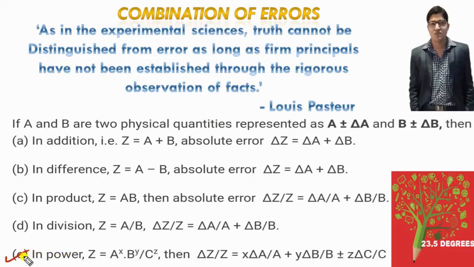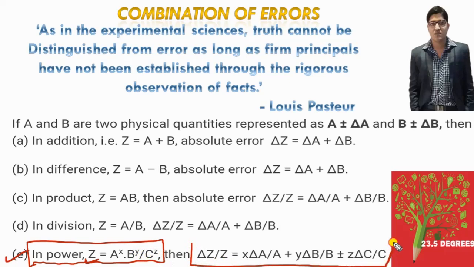The fifth rule helps us to understand how to deal with such type of expression where a physical quantity Z is a function of the product of two or more physical quantities each raised to some power. Z is equals to A raised to the power X multiplied by B raised to the power Y upon C raised to the power Z. A simple formula is relative error in Z, that is delta Z upon Z, is equals to X times the relative error in A, that is we are multiplying each physical quantity with its power. The relative error in each physical quantity with its power, X times the relative error in A plus Y times the relative error in B plus Z times the relative error in C.